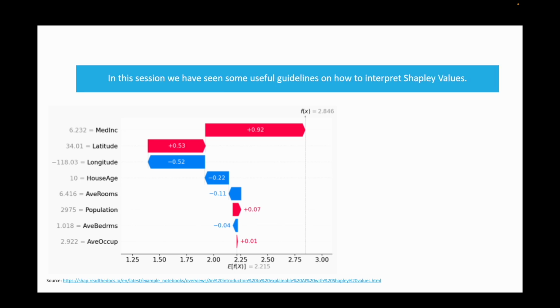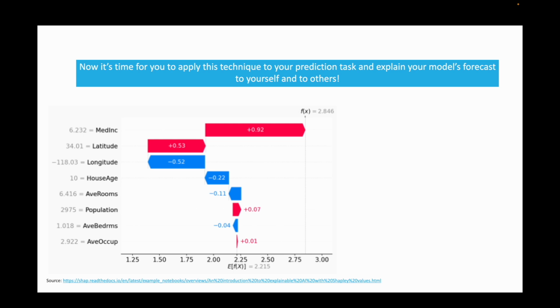In this session, we have seen some useful guidelines on how to interpret Shapley values. Now it's time for you to apply this technique to your prediction task and explain your model's forecast to yourself and to others.